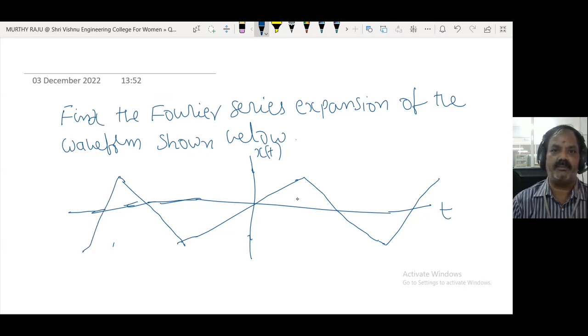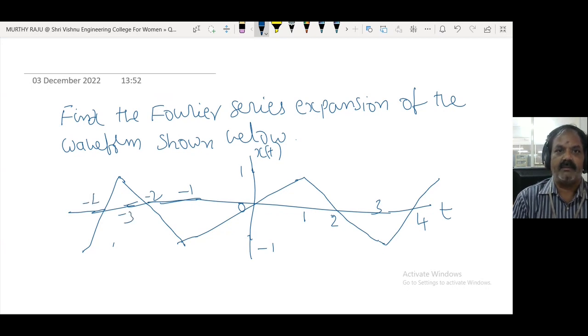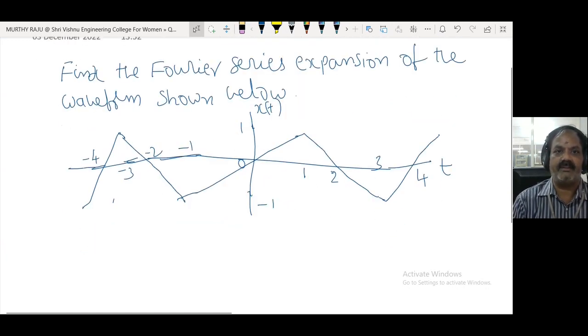This is the waveform shown below. Here 1, -1, 0, 1, 2, 3, 4. Here -1, -2, -3, -4. This is the waveform. Find the Fourier series. Examine the symmetry of this waveform.